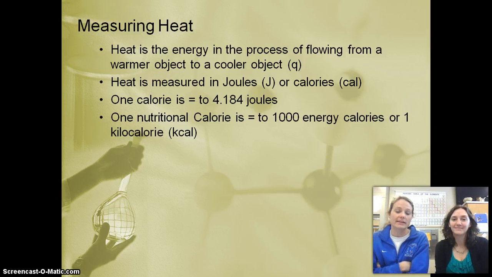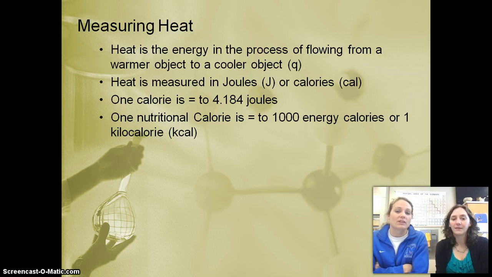Measuring heat. Heat is the energy in the process of flowing from a warmer object to a cooler object. Since I'm the cold-hearted, evidently it would be moving from her to me. This is called Q. Heat is Q. You're going to see this in your equations coming up. So heat is Q, little q. Heat is measured in joules or in calories. 1 calorie is equal to 4.184 joules.